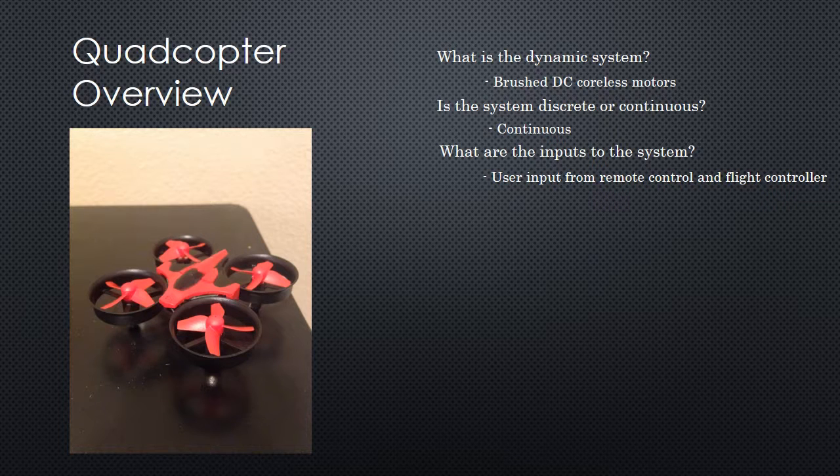The inputs to the system are going to come from both the user through the remote control and the onboard flight controller adjusting itself during flight. The outputs to the system are going to be changes in thrust that each motor produces. This is what allows for different kinds of motion.